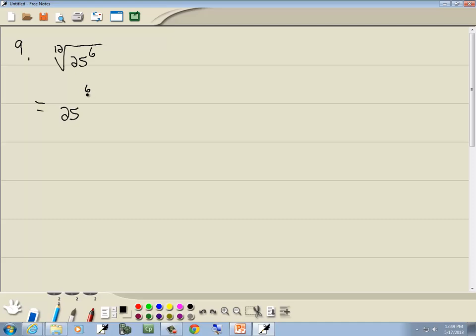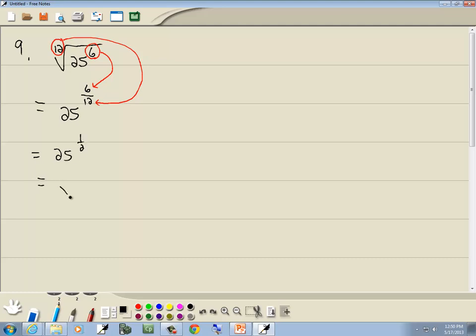This becomes 25 to the 6/12 power. Whatever power is inside here goes up on top, if there is a power. If there isn't one, that's by default 1. And whatever's in your index here, here's a little slot, that goes in your denominator. After I rewrite it in that form, I see I can simplify that. 6/12 is 1/2, so this is 25 to the 1/2.